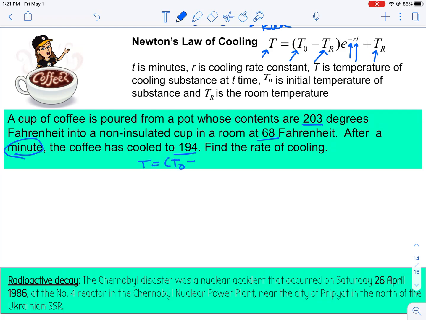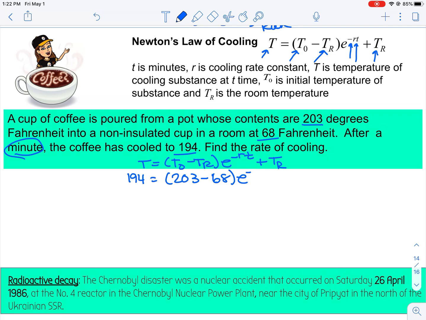Okay, so the way I'm going to set that equation up, maybe I'll write it out here. We have final temperature, initial temperature, room temperature, E, the rate, the time, and then again room temperature. So my final temperature, I want it to be 194. Okay, my initial temperature.